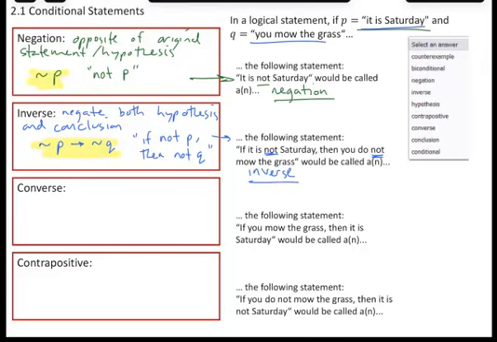Now, if you take the hypothesis and conclusion and actually switch them, that's called a converse. If you exchange the hypothesis, the original conditions, with the conclusion, then you get the converse. The converse is if Q, then P. So now we switch that order, and it's if Q, then P.